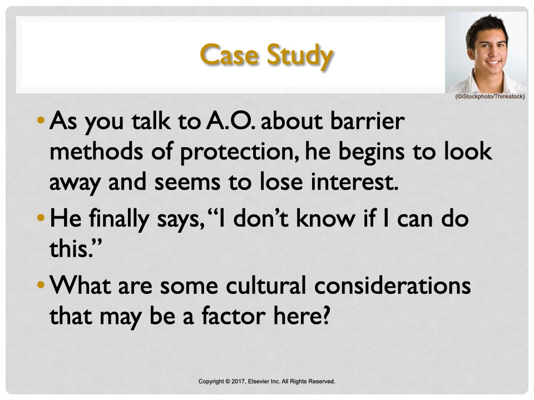So as you talk to AO about barrier methods of protection, he begins to look away and seems to lose interest. He finally says, "I don't know if I can do this." So what are some cultural considerations that may be a factor here? In the Hispanic culture, it may influence an individual's acceptance of condoms. Condoms not only protect an individual from disease, but they also prevent conception. Contraception is problematic for many Hispanic cultures, either because of religious prohibitions or the desire to have children.